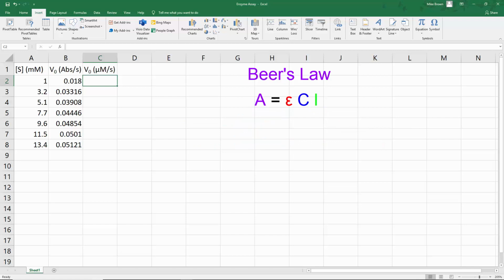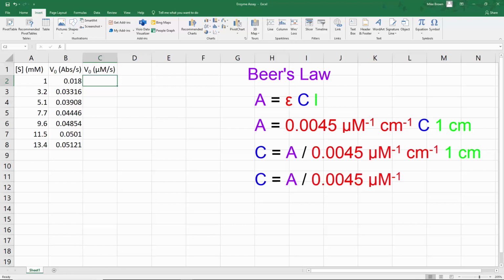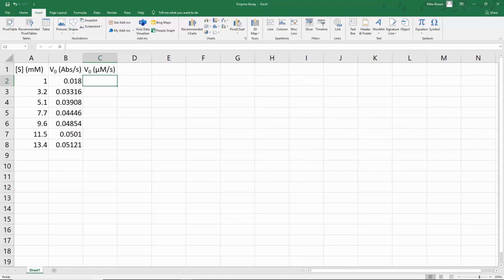The extinction coefficient of O-nitrophenol is 0.0045 per micromolar per centimeter, and the length of the cuvette is 1 centimeter. So if we divide the absorbance by 0.0045, we get the concentration of O-nitrophenol in micromolar. We can divide the values in the rate column that way, and now our V0s are changes in O-nitrophenol concentration.